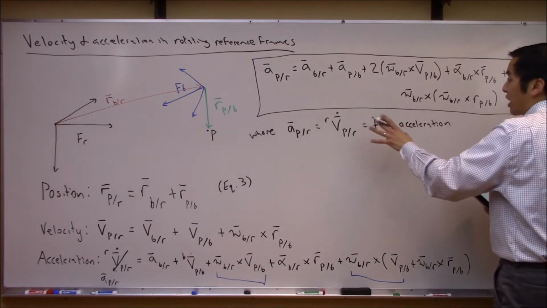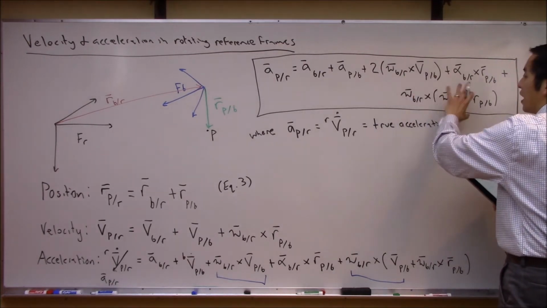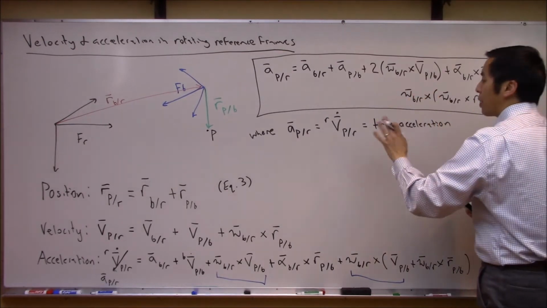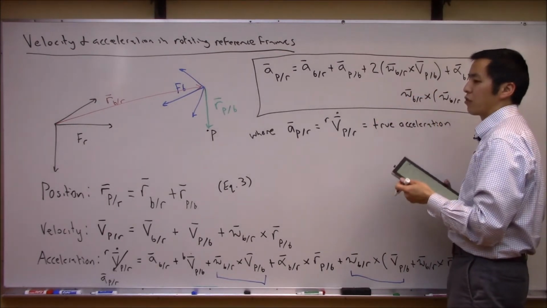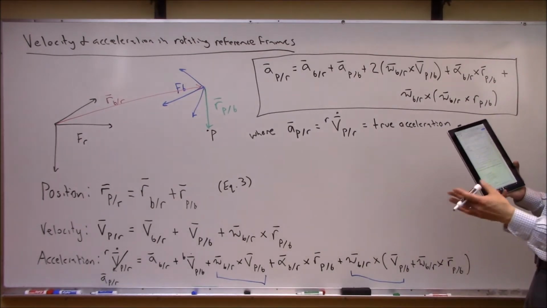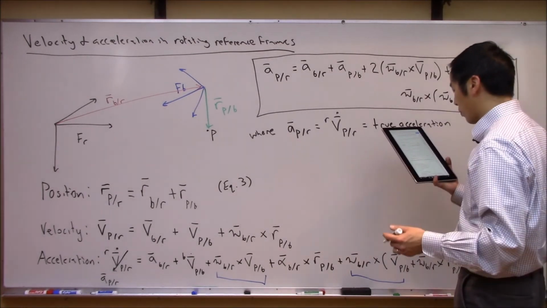Because again, you can see that if nothing were rotating here, a bunch of these terms drop out. But this is true acceleration here, right? This is the normal acceleration we've been dealing with your whole life when you're writing dynamics equations. This is plain old normal acceleration.